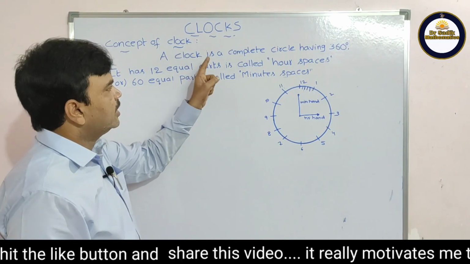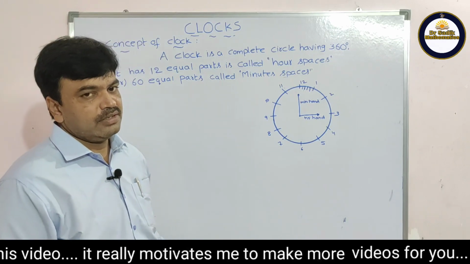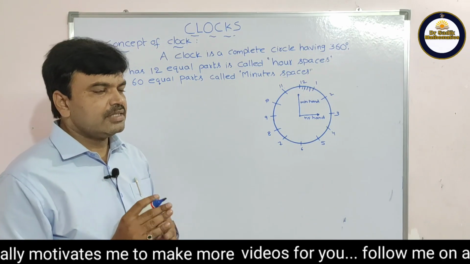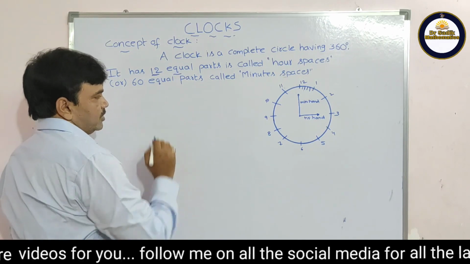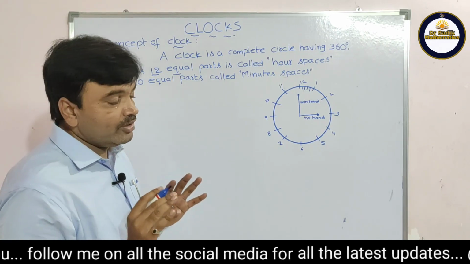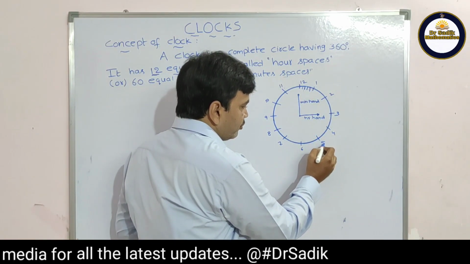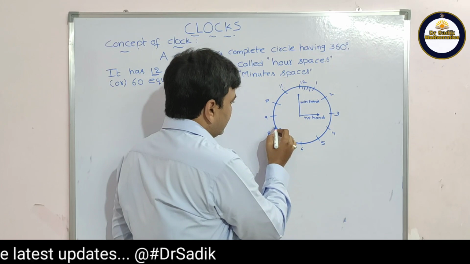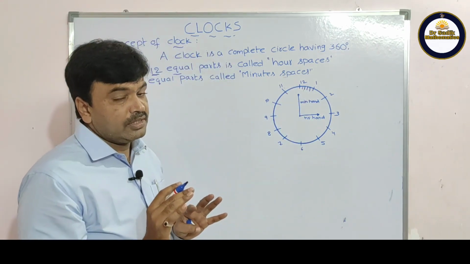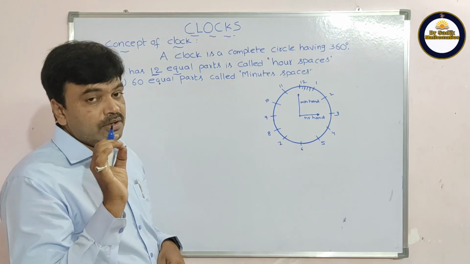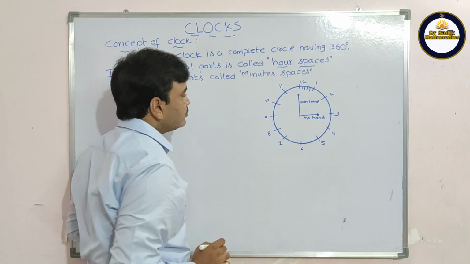A clock is a complete circle having 360 degrees. It has 12 equal parts. See here: 1, 2, 3, 4, 5, 6, 7, 8, 9, 10, 11, 12. These 12 equal parts are called hour space.